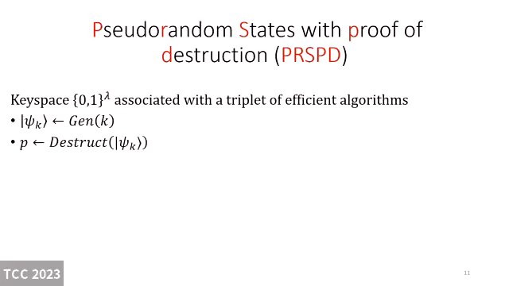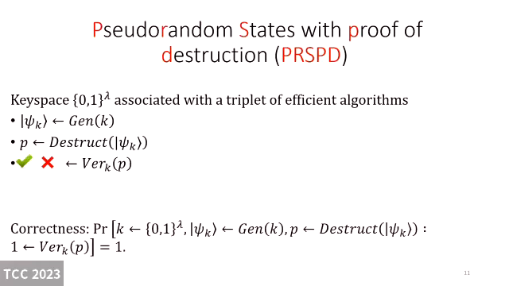But now we also have the destruction algorithm that takes a quantum state and outputs a classical string. So you can think of it like a measurement. And then we have the verification algorithm that uses the secret key to verify the authenticity of an alleged proof P. And correctness basically says that if you generated a state using the gen algorithm with a key K and then use destruct on it, then the resulting proof will pass verification with respect to the key. So I hope the notion is clear.